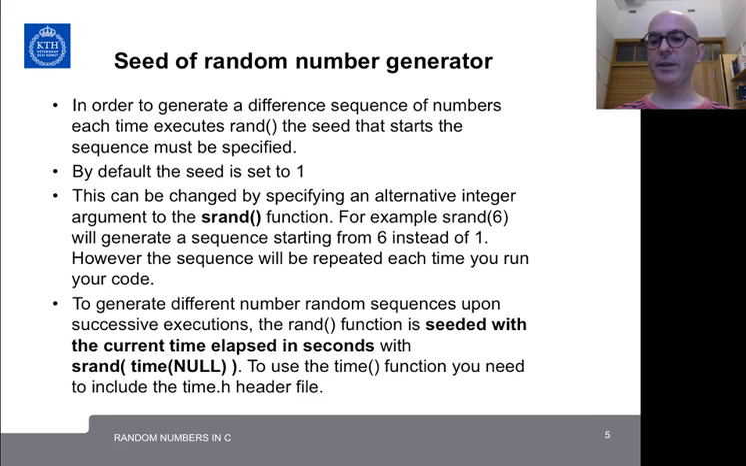To create a different random sequence upon successive execution, typically the rand function is seeded with the current time elapsed in seconds. This is achieved by using the srand(time(NULL)) function. To use the time function, we need to include the time.h header file.